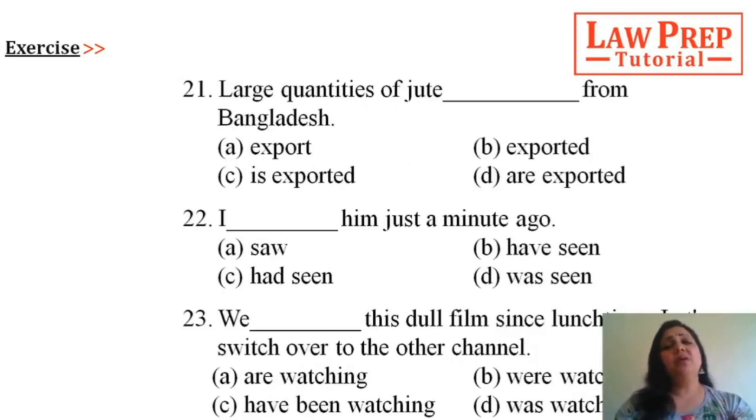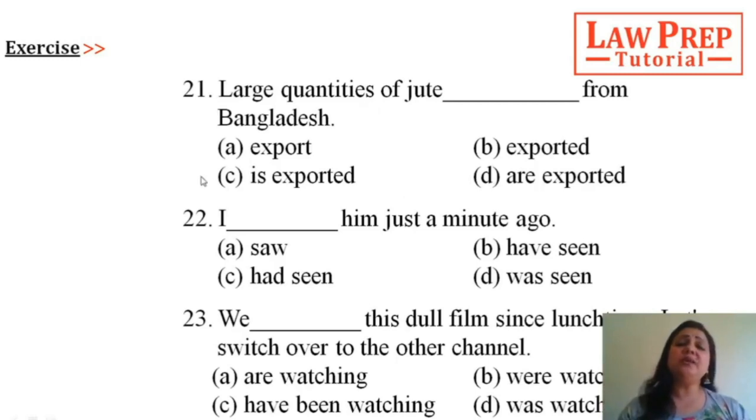Next question. You know, we are on the midway of our questions. We have a long list of questions to be done, and I hope you are getting all the questions right and you're enjoying doing this grammar. Large quantities of jute dash from Bangladesh. Now this is large quantities of jute is exported or are exported, since it's a quantity, and when we talk of distance, weight, height or amount, we use a singular verb.